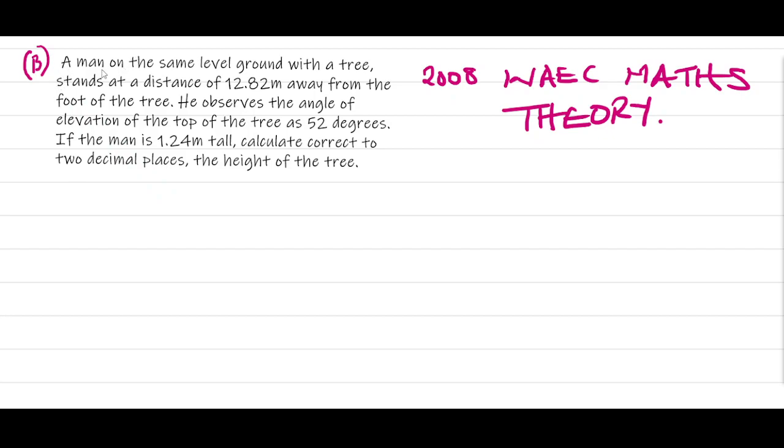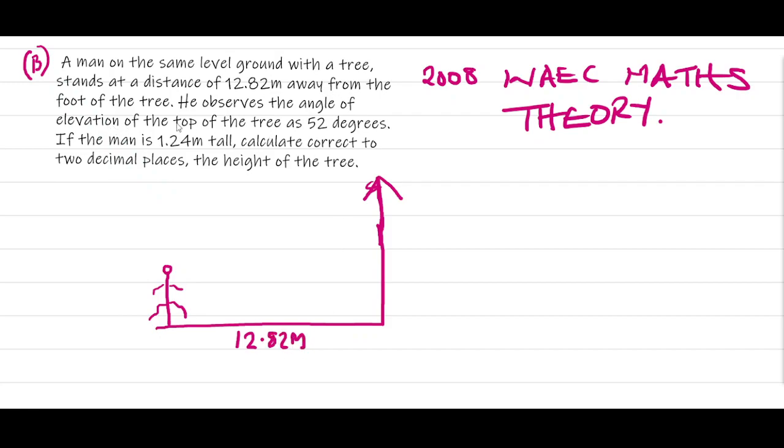It says that a man on the same level ground with a tree. Because the problem is long, I'll try to represent each line in a figure. So here it talks about us having a man standing here, and this man is on the same level ground as a particular tree. So this is the tree, and he stands at a distance of 12.82 meters away from the foot of the tree.